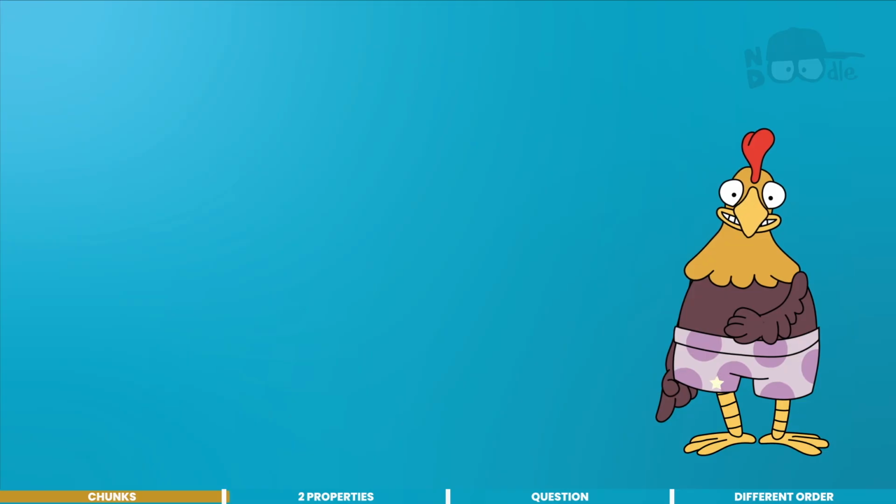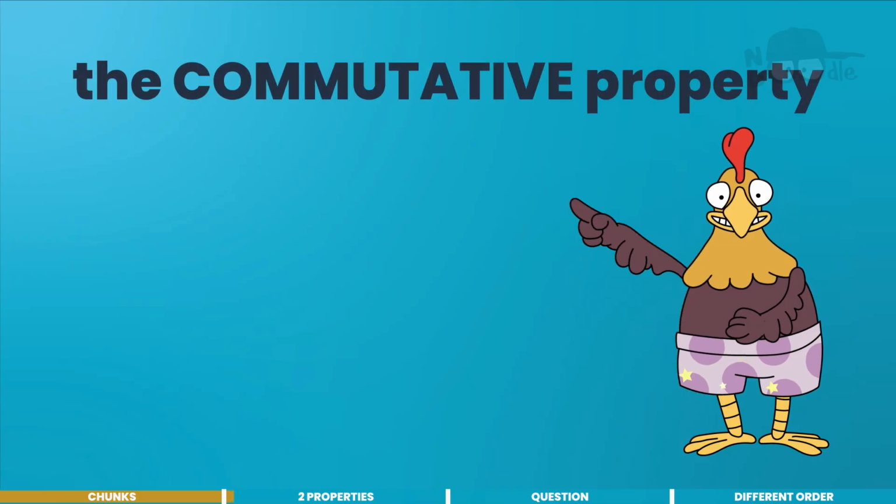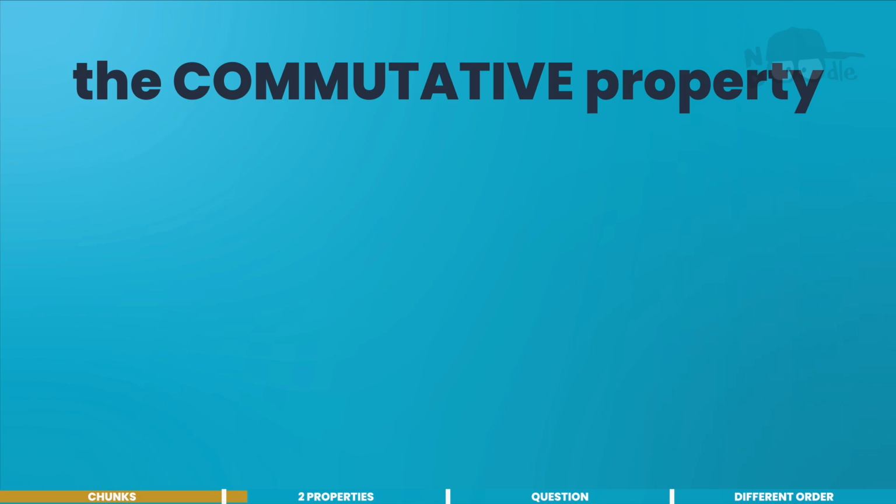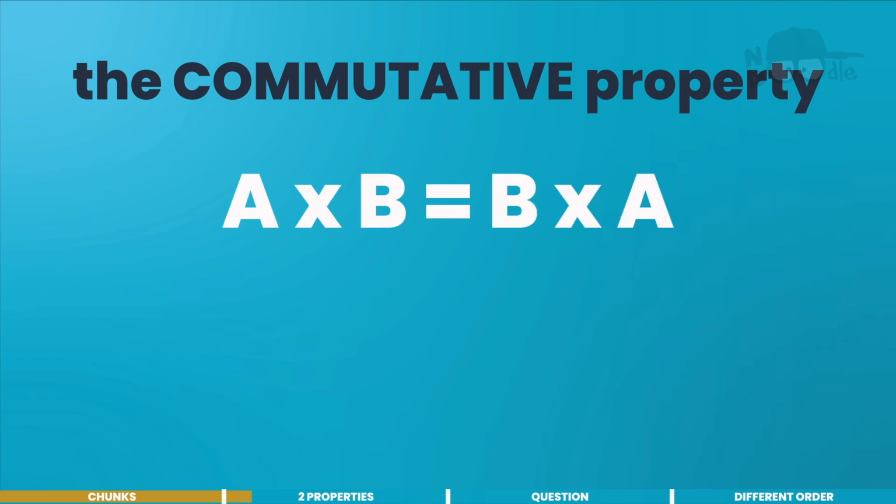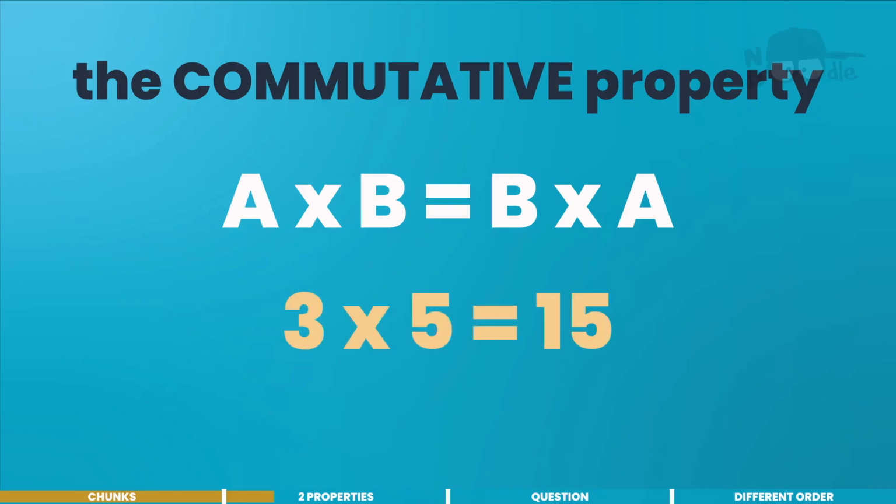The first property is known as the commutative property of multiplication. This is the fancy pants mathemachicken way of saying A times B equals B times A. What does that mean? Well, it just means that if you're multiplying 2 things together, you'll get the same answer whichever way round you do it. 3 times 5 is the same as 5 times 3. They're both 15. Pretty obvious.